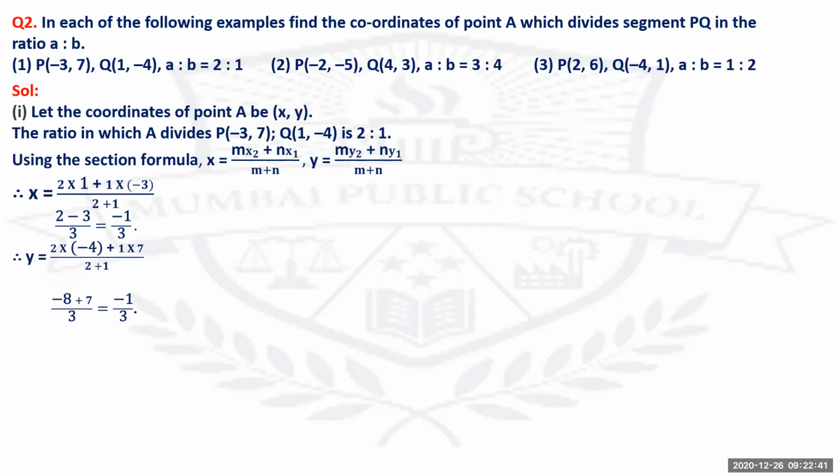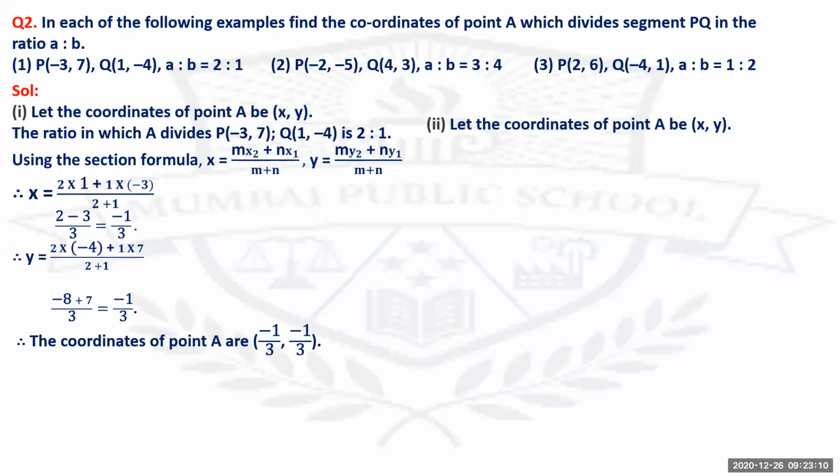That is equals to minus 8 plus 7 upon 3. So that is equals to minus 1 upon 3. So therefore, the coordinates of point A are minus 1 upon 3 comma minus 1 upon 3. This is your answer of the first sub question. We'll move to the second sub question.